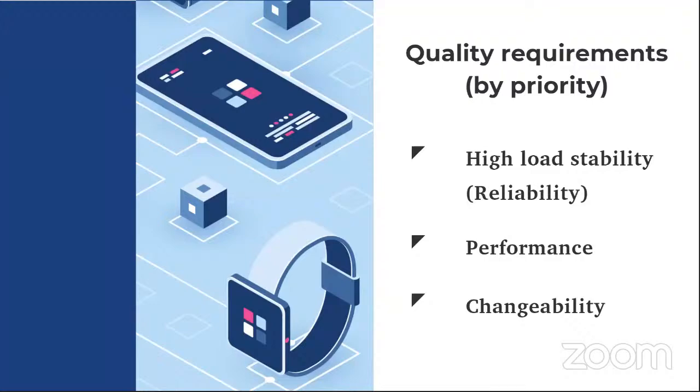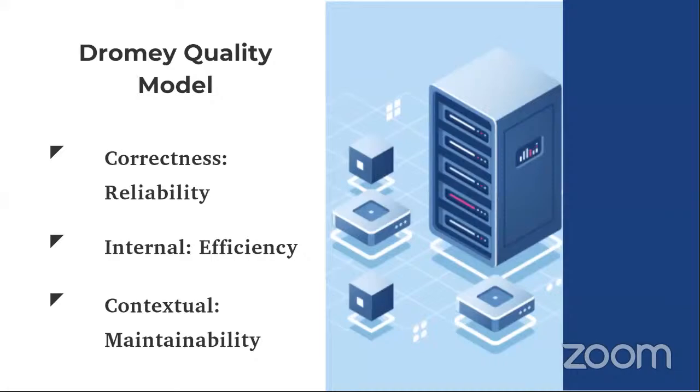About the quality requirements from the customer by priority. The first one is high load stability, then reliability, performance, and changeability. For these quality requirements, we decided to use the DROMI quality model. Correctness is reliability, internal is efficiency, and contextual is maintainability.